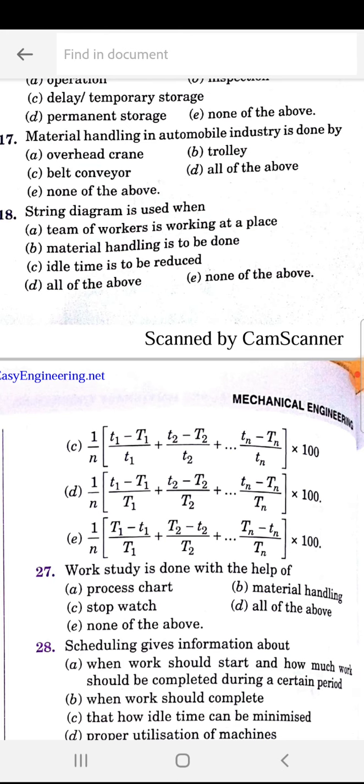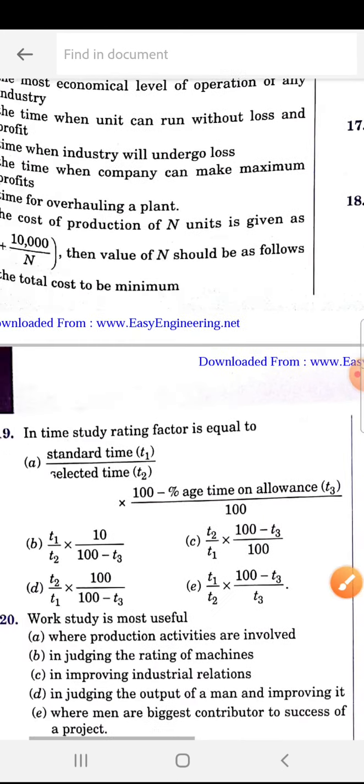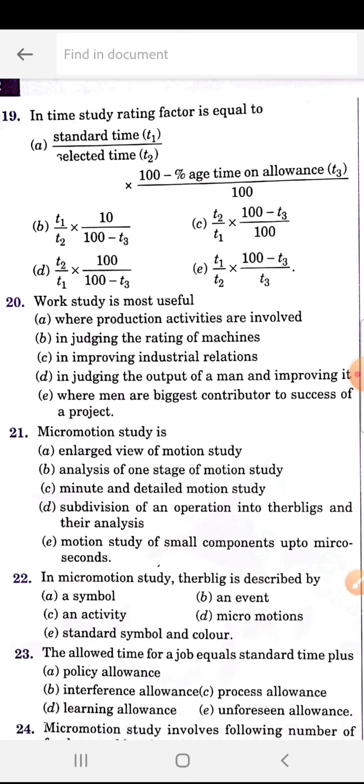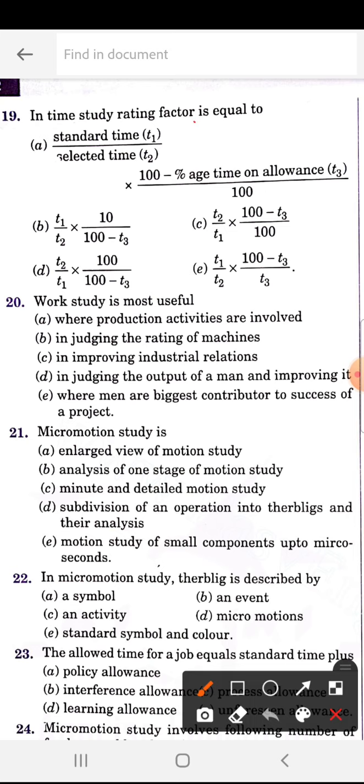Okay, important. Next, 19. In a time study, rating factor is equal to standard time by selected time, T1 by T2, into 100 minus percentage of allowance time T3 by 100. So this one you just remember, T1 by T2 into 100 minus percentage of T3 by 100. So that is our answer, the biggest option.